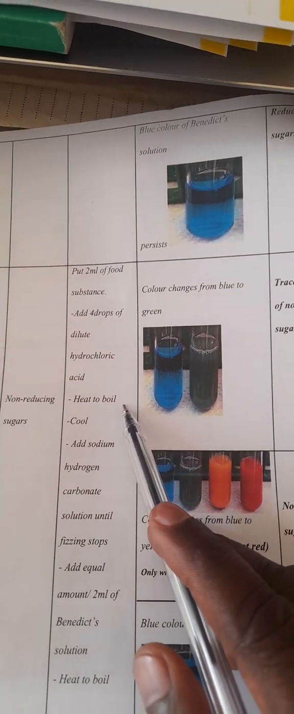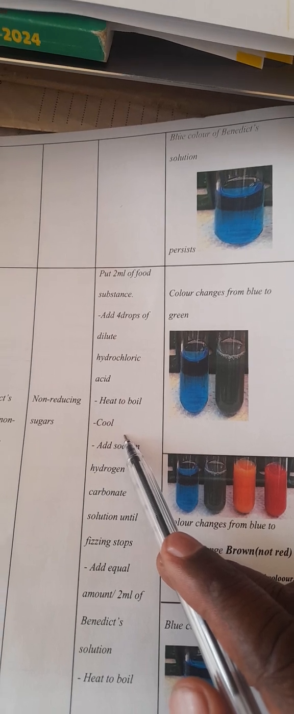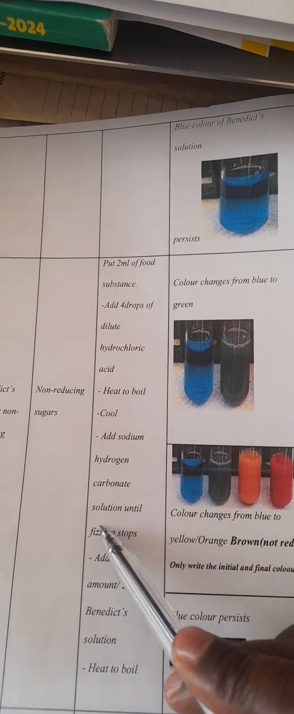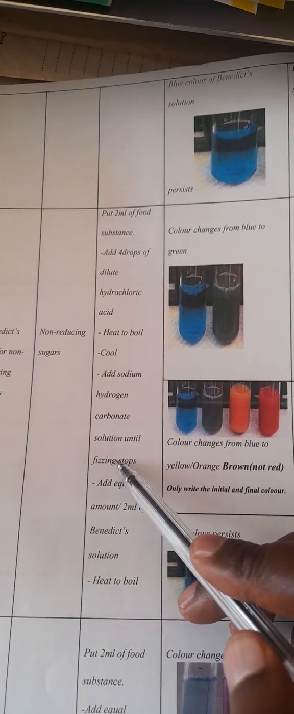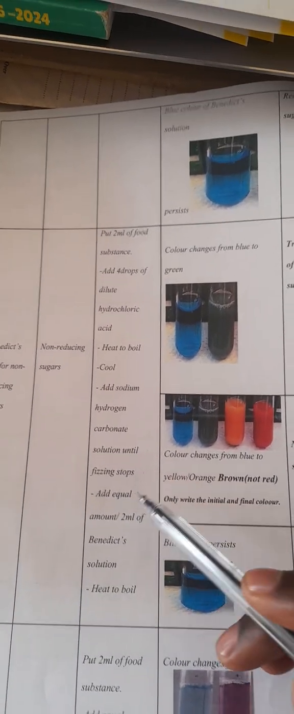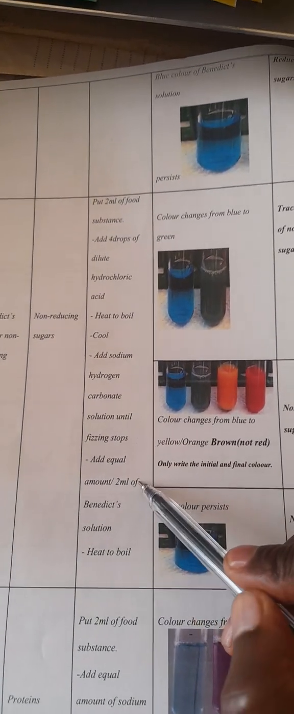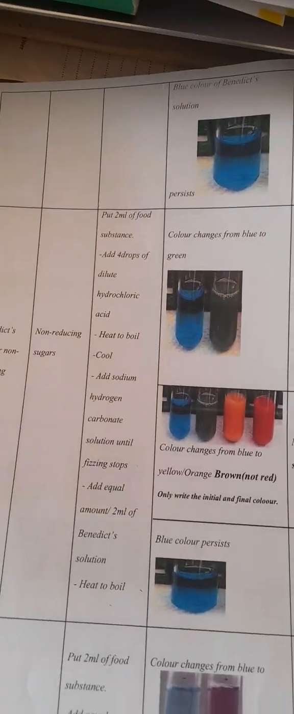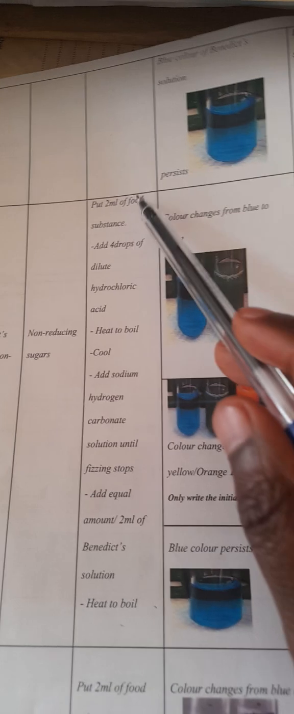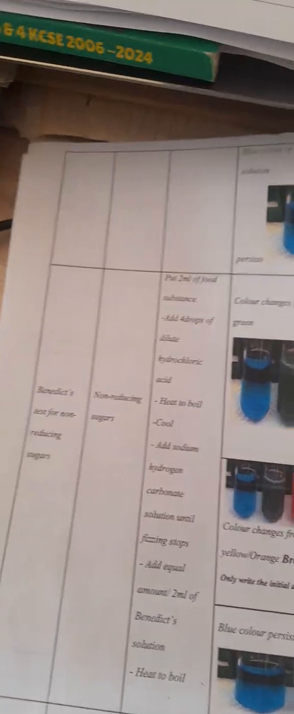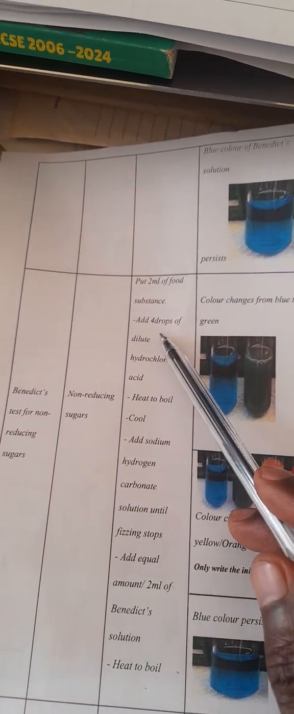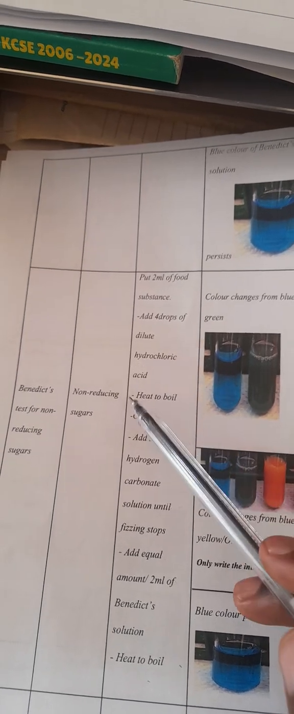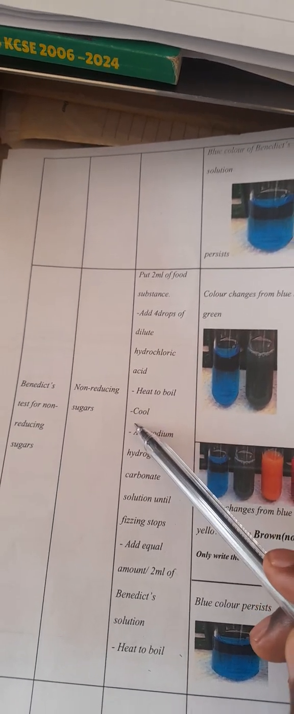Then you heat to boil, cool, add sodium hydrogen carbonate solution until fizzing stops. Add an equal amount, or 2 ml, of the Benedict solution, then you heat to boil. I think that is very clear. We are saying 2 ml of the food substance that you are given. You add at least 4 drops using your dropper of HCl, dilute hydrochloric acid. You heat to boil, then you cool.